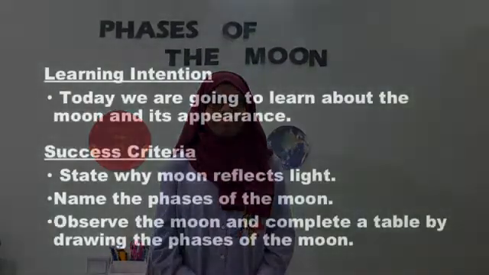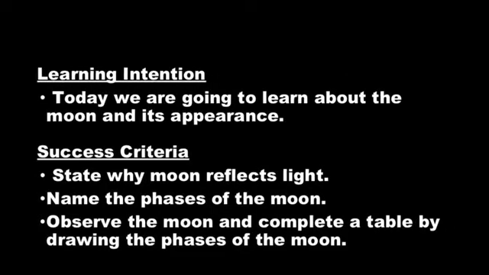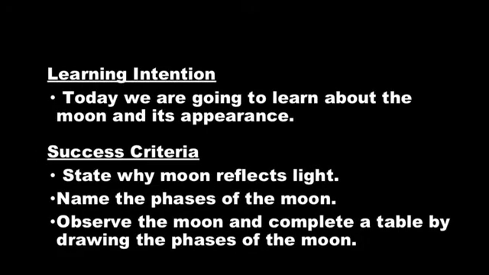So first of all, I am going to share our learning intention and success criteria for today's lesson. Learning intention. Today we are going to learn about the moon and its appearance. Success criteria: state why the moon reflects light, name the phases of the moon, observe the moon and complete a table by drawing the phases of the moon. So that was our learning intention and success criteria for today's lesson.